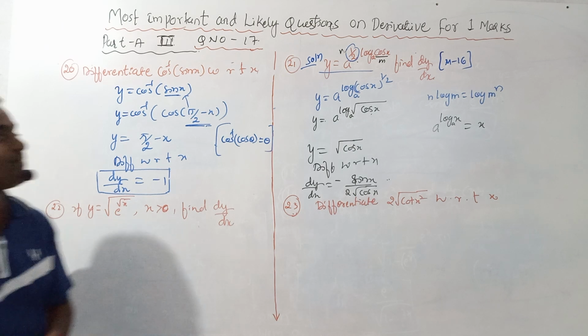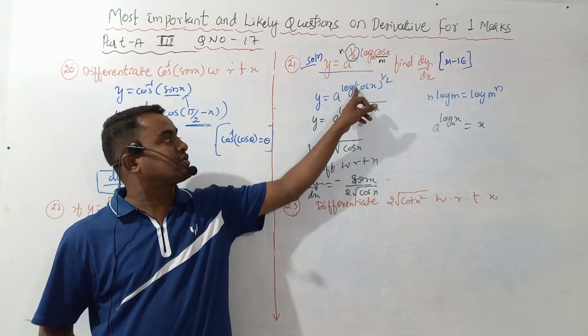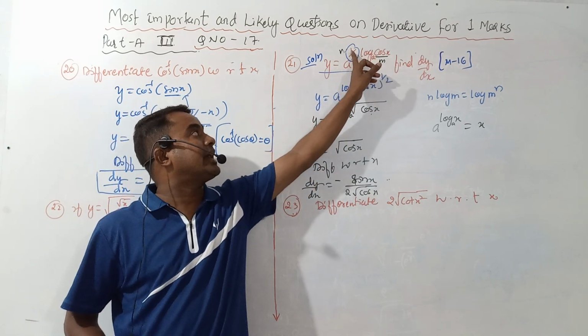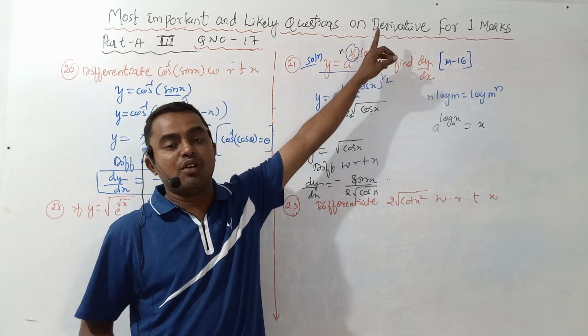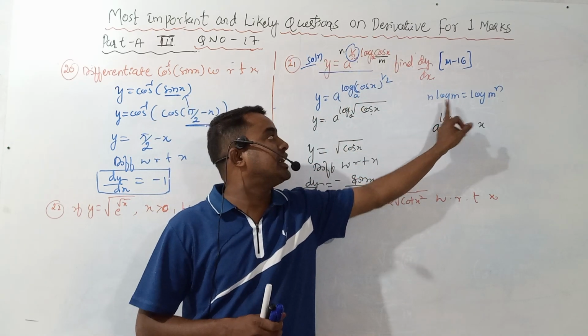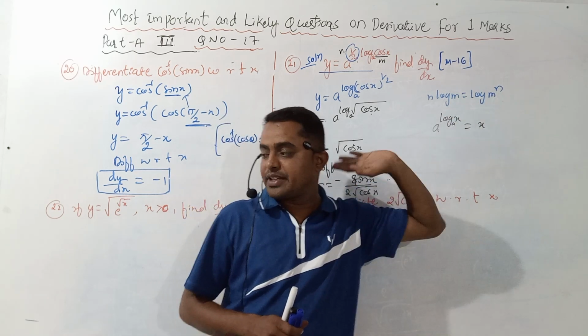See here once again. y is equal to a raised to log a raised to 1 by 2 into log cos x. This 1 by 2 I am writing here as the power of cos x, cos x raised to 1 by 2, by using the property of logarithm. n into log m is log m raised to n.